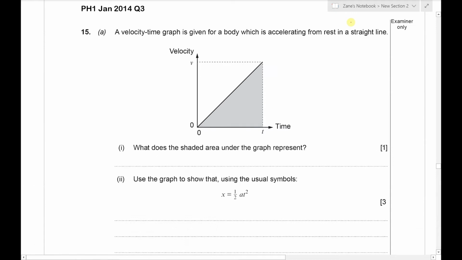And welcome to another WJEC A level physics question. This time it is question 3 from January 2014, Unit 1, and it's an equations of motion type question.